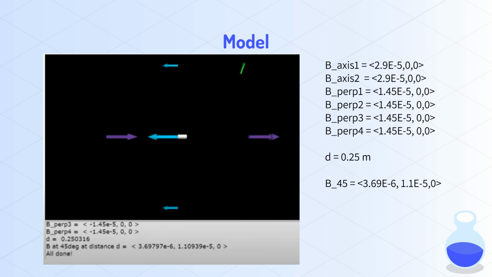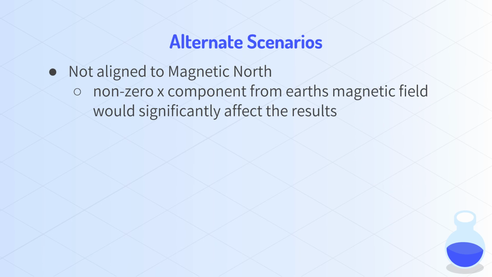Now, let's take a look at our model. The purple arrow represents the magnetic field on axis, while the blue arrows represent the perpendicular magnetic field. The green arrow shows the magnetic field at a location at a 45-degree angle from the observation axis. From this perspective, only 3 blue arrows are visible, but the output of the code shows that there are 4. We can't see the 4th arrow because it's the same magnitude and direction as one of the other arrows, so they overlay.